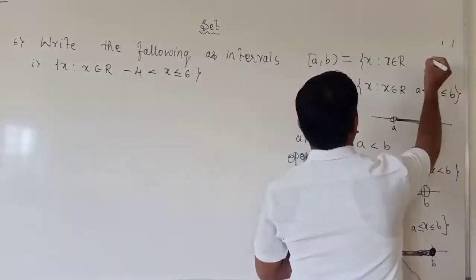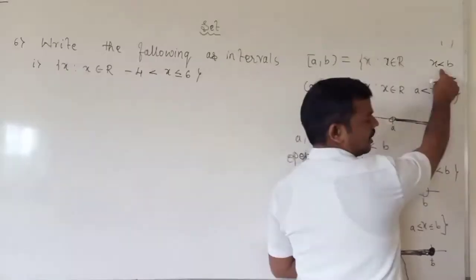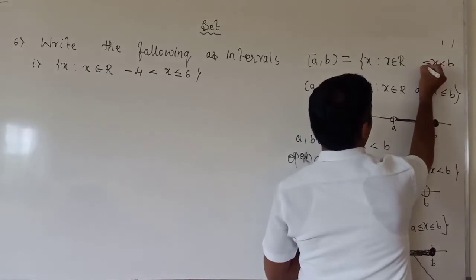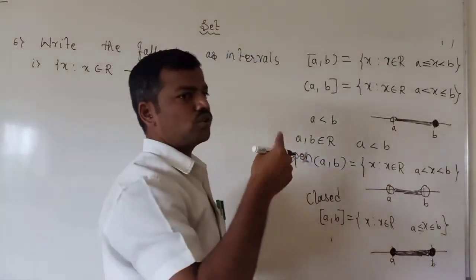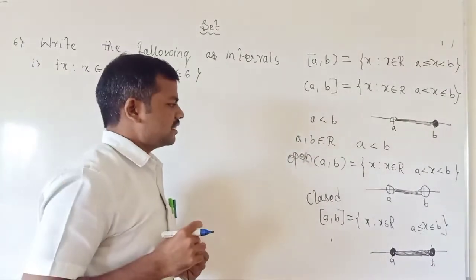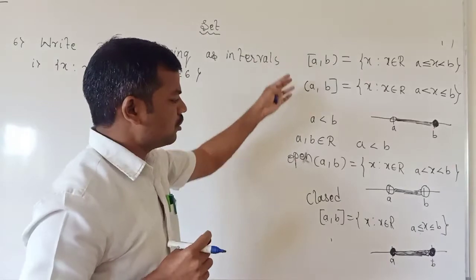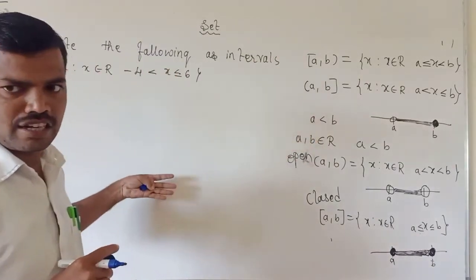So such that how we write that is B is not included, so a parenthesis. So next A is included, so a square bracket. So that is called as a closed open interval. These are the four intervals which we have already studied. On these we are going to solve the examples.